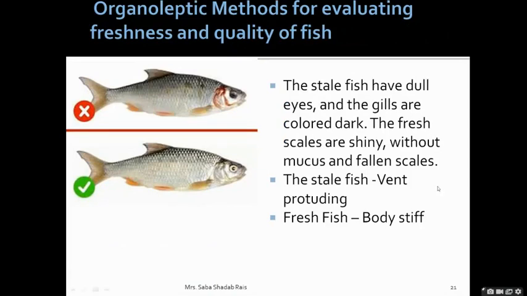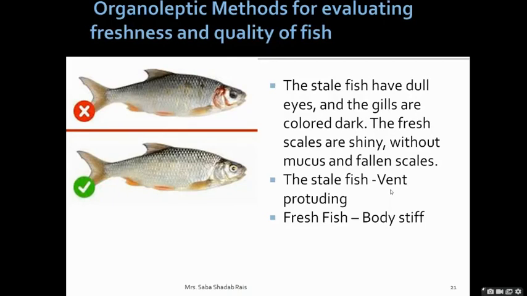In the case of stale fish, it comes out. See, the vent is the opening of the digestive system and urinary tract in the case of the fish. So if this vent region protrudes out, it comes out, that means the fish is stale. But in the case of fresh fish, the vent region is properly intact.